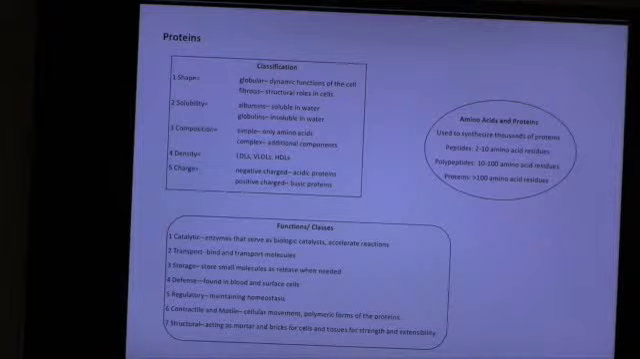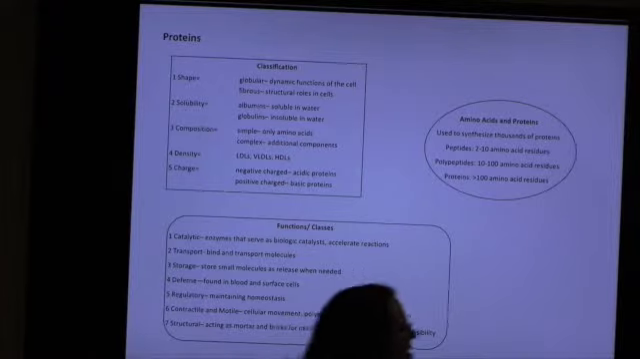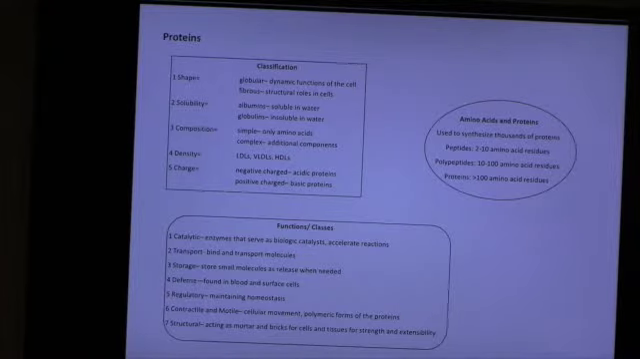All right. So classification of proteins. We classify proteins by 5 different things. Their shape, their solubility, their composition, their density, and their charge. Right? That's really easy, right, guys? Yes. I put the major things you need to review on those.